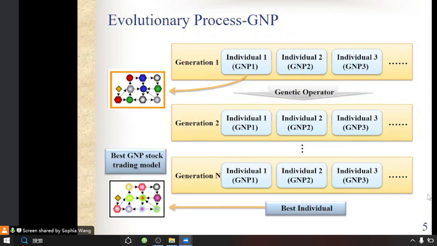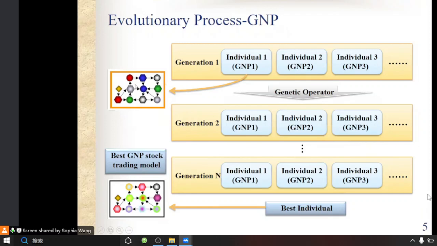For example, there are several individuals, like GMP 1, 2, 3. There are different individuals, and in the brain of every individual, you can consider this as something in the brain of the individuals. This is the GMP basic model. It consists of two kinds of nodes and directed edges. Okay, so this is the GMP model.